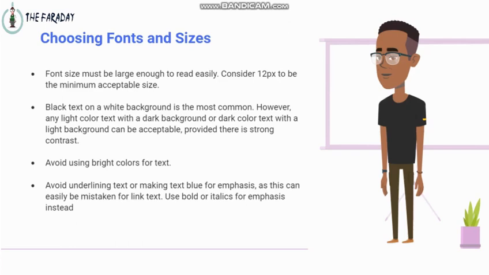When choosing font colors, black text on a white background is most common. However, any color text with a dark background or a dark color text with a light background can be acceptable provided there is a strong contrast. Also, avoid using bright colors for your text. For example, these are your neon colors. Avoid using those. And then also avoid underlining text or making text blue for emphasis, as this can easily be mistaken for a linked text. Use bold or italics for emphasis instead.